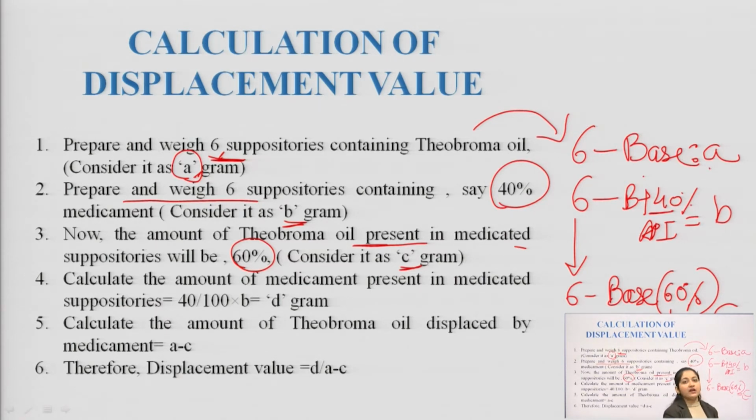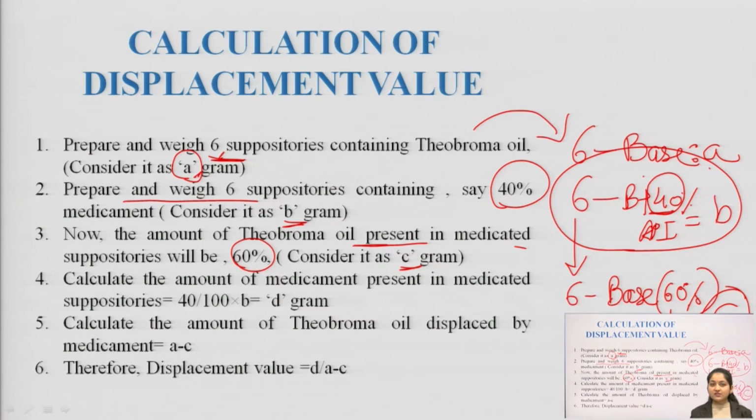In the next step, we are making the same 6 suppositories by using another base which contains 40% medicament, जिसमें 40% आपने कोई ना कोई API डाला, दवाई डाली आपने, जिसको हमने नाम दिया, we have called it B. In this same scenario, if there is 40% medicament then there will be 60% base, it's very obvious. इसको हमने कहा ये C है. So I hope everyone is going to be very clear with this, what is A, what is B and what is C. Moving ahead. Now calculate the amount of medicament present in the medicated suppository.